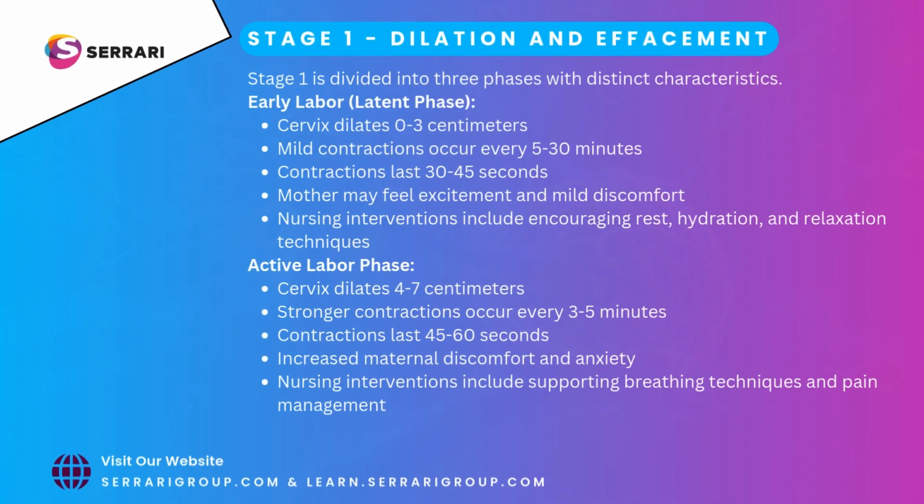Stage 1: dilation and effacement. Stage 1 is divided into 3 phases with distinct characteristics. Early labor, the latent phase: the cervix dilates 0 to 3 centimeters. Mild contractions occur every 5 to 30 minutes and last 30 to 45 seconds. Mother may feel excitement and mild discomfort. Nursing interventions include encouraging rest, hydration, and relaxation techniques.